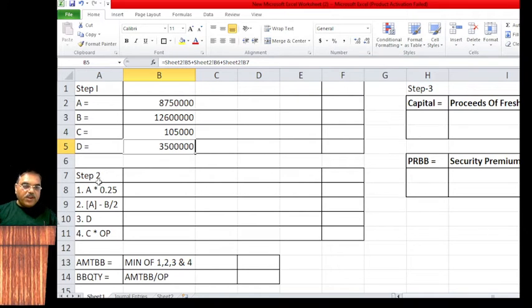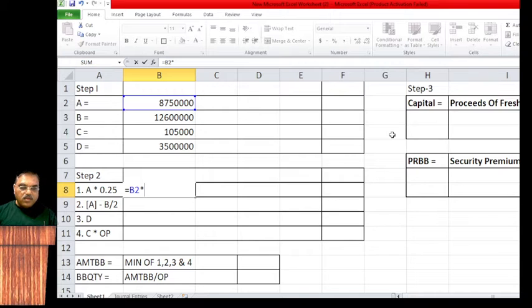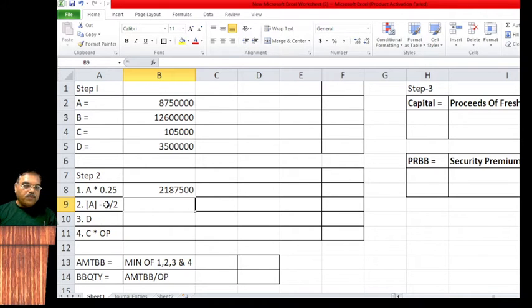Now let us calculate the second step, step number 2. Step number 2 is very simple: whatever the amount in A, multiply by 0.25, that is 25% of A. It comes to 21,87,500.